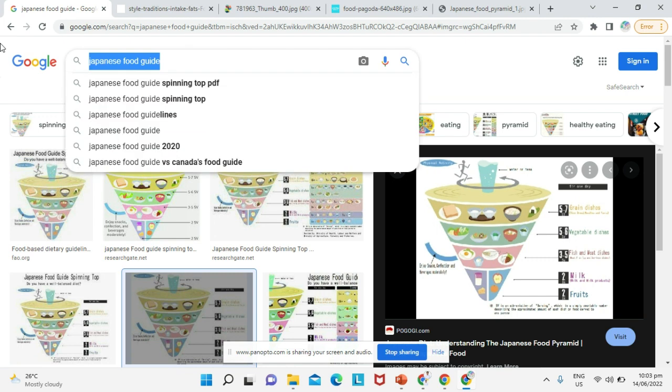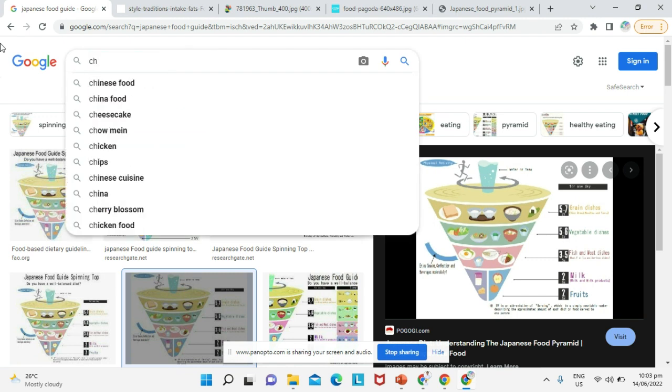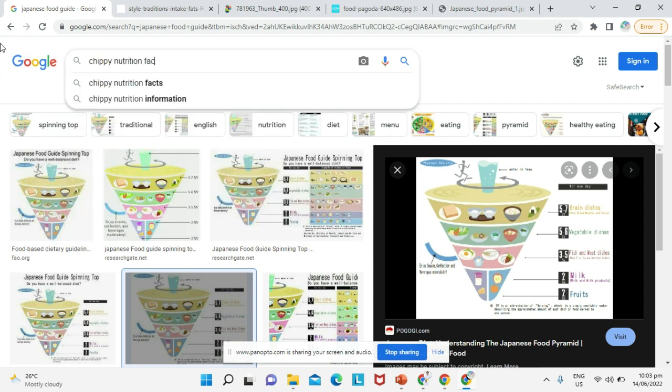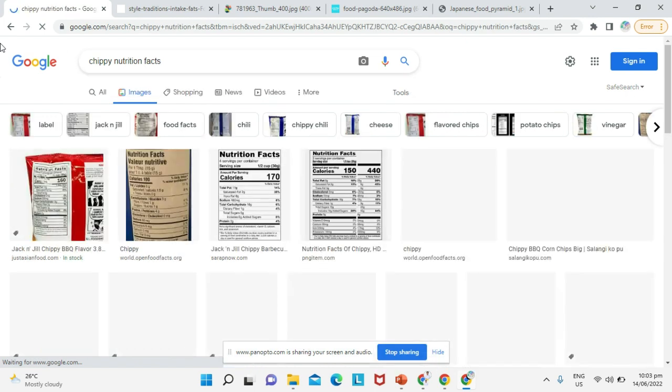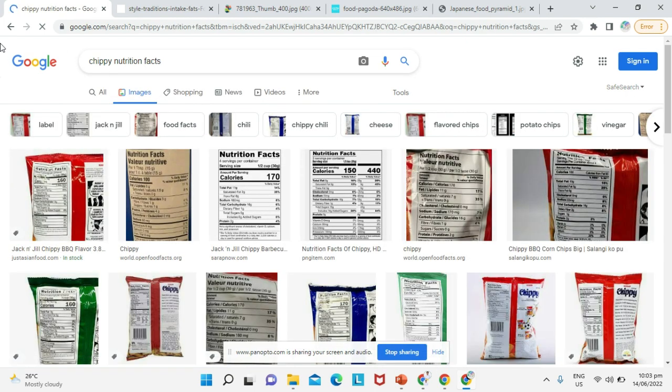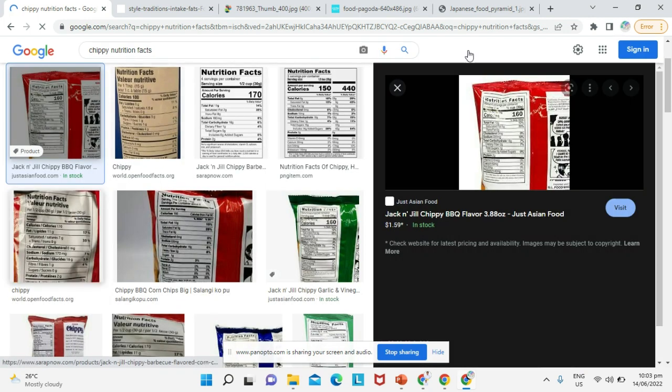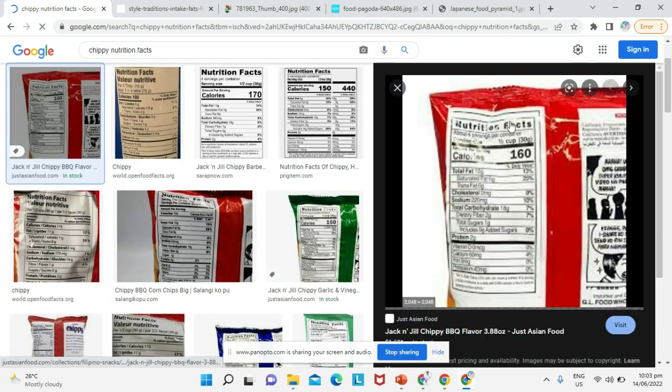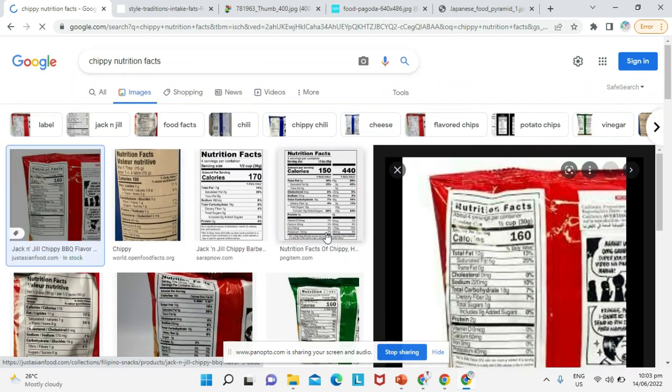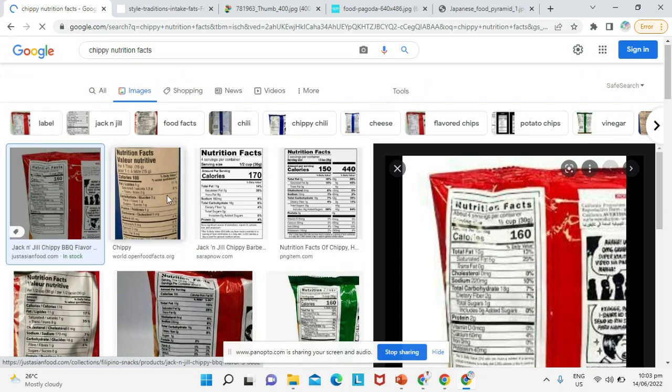Sige, let's review the packaging of Chippy. Chippy nutrition facts, because this is the usual junk food that people eat. I hope it's clear. It's taking a long time.